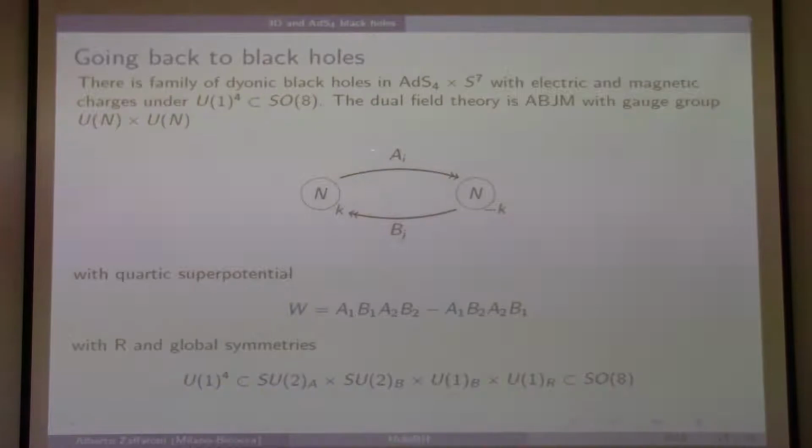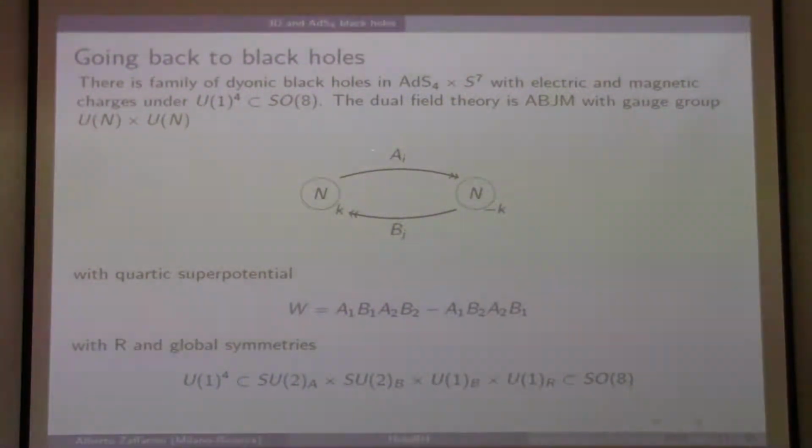So there is an interesting example where you can test this, because there is a family of dyonic black holes in AdS4 times S7. They have electric and magnetic charges under the isometry of S7. So you have four possible Cartan subgroups of SO(8). And for AdS4 times S7, we know very well that the dual field theory is ABJM. So there are two gauge groups, written in N=2 notation, with Chern-Simons level and opposite Chern-Simons level, and four chiral bifundamental fields with a superpotential.